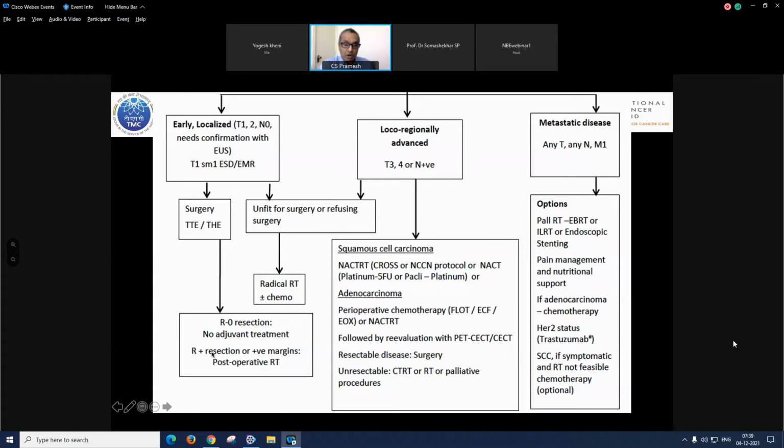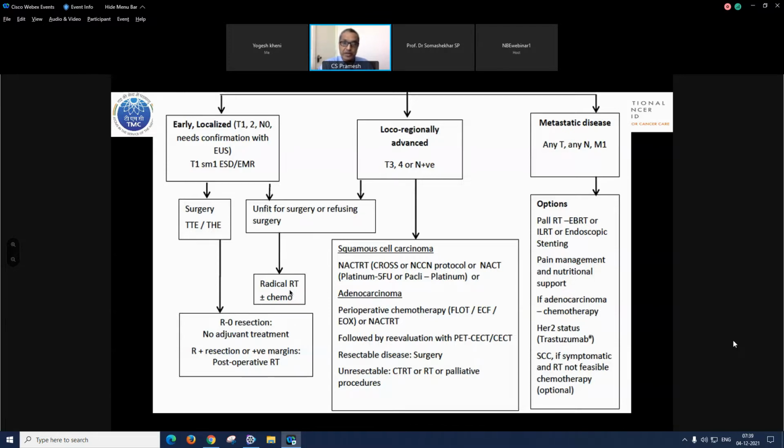If it is R+ or with positive margins, which means that your actual endoscopic staging has failed, because with T1, T2, N0 you wouldn't really expect an R+ resection, but in those very rare situations, postoperative radiotherapy may be considered. In those with T1, T2, N0, but who are unfit for surgery or for some reason refuse surgery, the next best option is definitive radical radiotherapy with or without chemo. There is fair evidence to show that definitive concurrent chemoradiation is superior to radical radiotherapy alone, and is also superior to sequential chemoradiation. So in a patient who's fit, but for some reason is refusing surgery, the next best option is definitive chemoradiation.